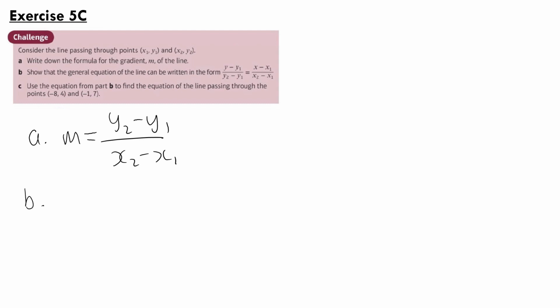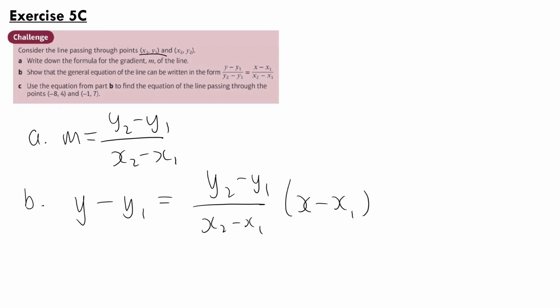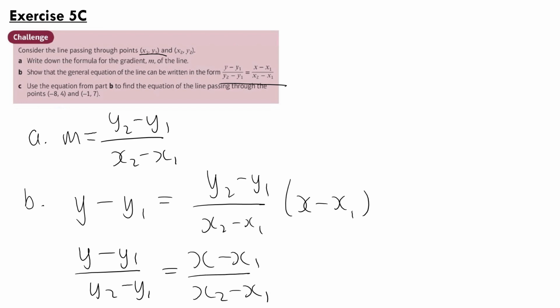Show that the general equation of the line can be written in this form here. So, what we can do is use the general form of a line as we did in the previous question, and in this case x1 and y1 are just x1 and y1. So we get y - y1 is equal to the gradient times (x - x1). And all we have to do now to get to the result they want is to divide both sides by y2 - y1. So we get (y - y1) over (y2 - y1) is equal to (x - x1) over (x2 - x1).